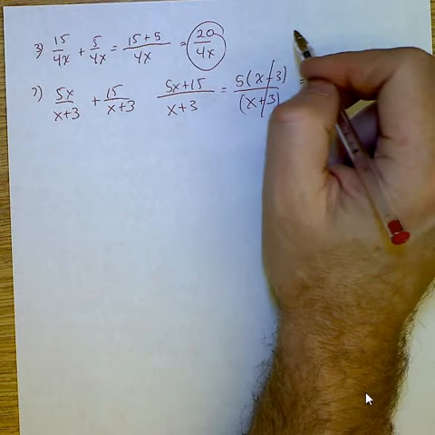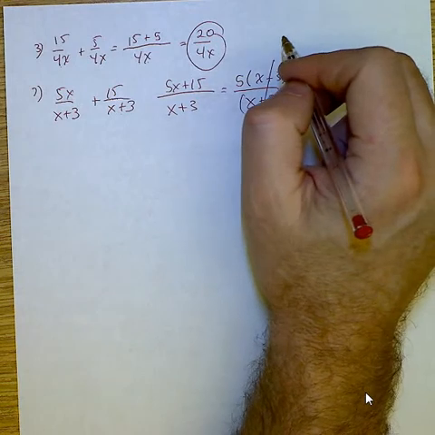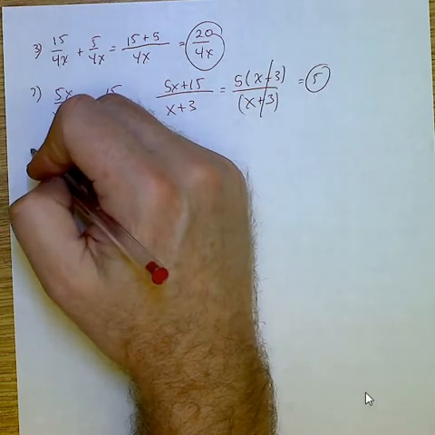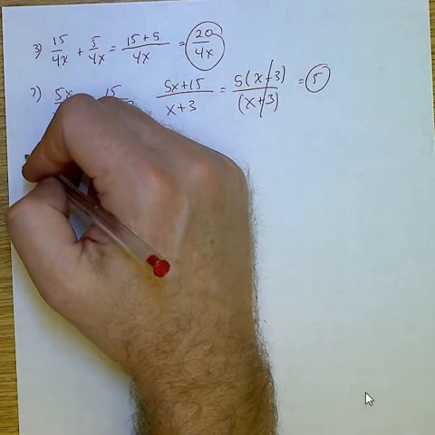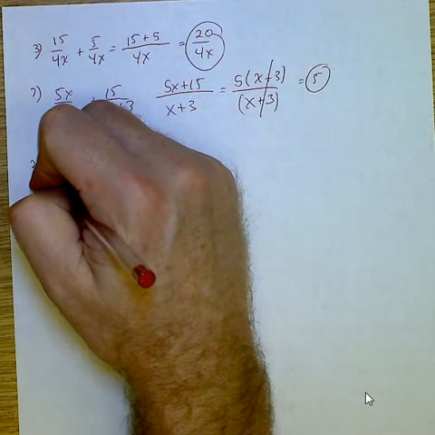So the first night's homework is going to be largely about doing these where the denominators are already common. But where it gets more difficult will be the second night's homework, where you have to actually find your common denominator. So let me go ahead and show you number 21.